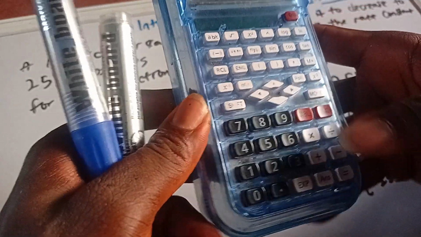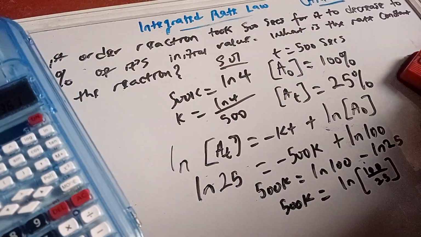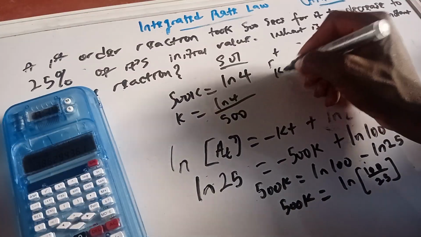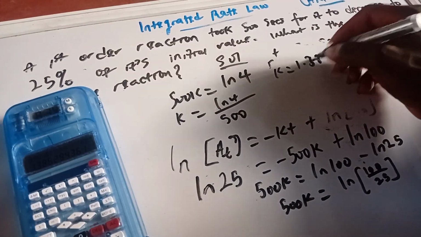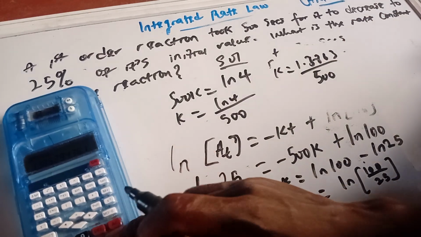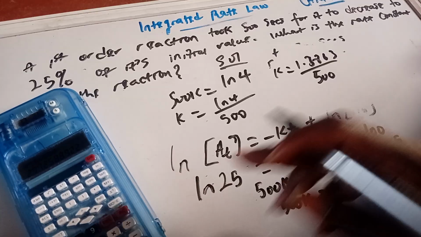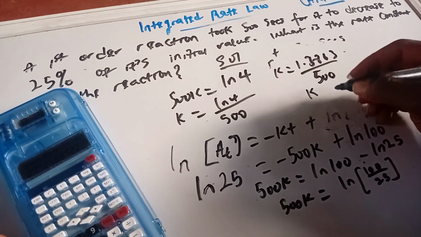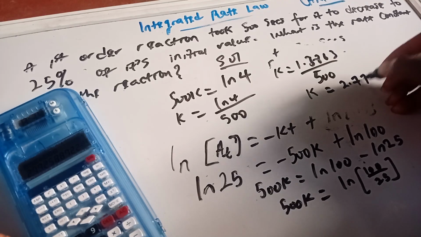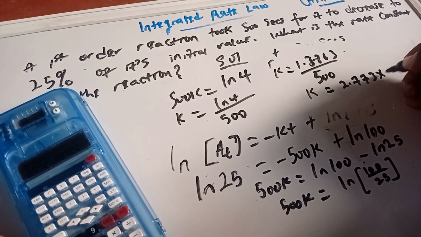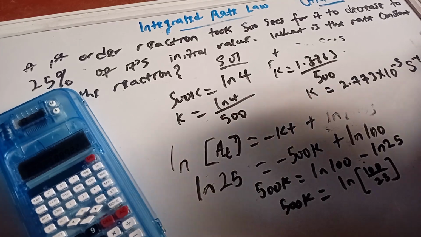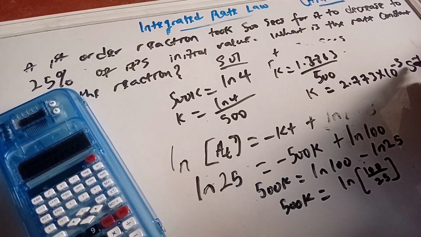Lane 4. Lane 4 equals 1.3863. So we have k equals 1.3863 over 500 divided by 500. So our rate constant equals 2.773 times 10 raised to the power minus 3 per second, not mole per second. This is just per second.